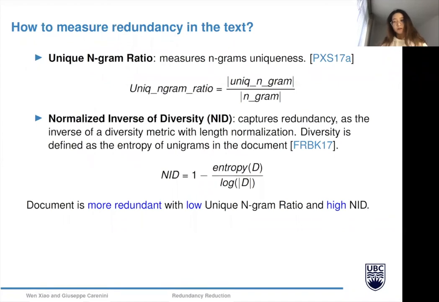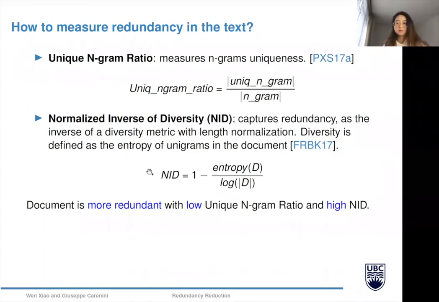Now that we want to reduce redundancy, how can we measure it in a given document? We use two automatic metrics to measure the redundancy. The first one is unique n-gram ratio, which measures the n-gram uniqueness in the document. It is computed as the number of unique n-grams over the total number of n-grams. And the second one is normalized inverse of diversity. It is based on the diversity of a document, which is defined as the entropy of unigrams in the document. The higher NID is, the more redundant the document is.